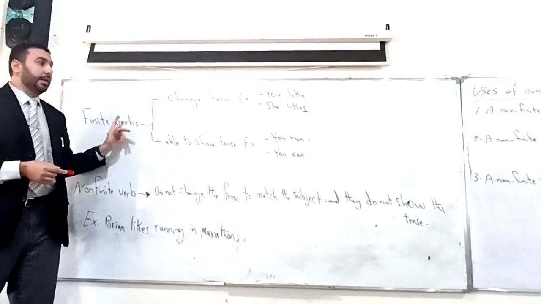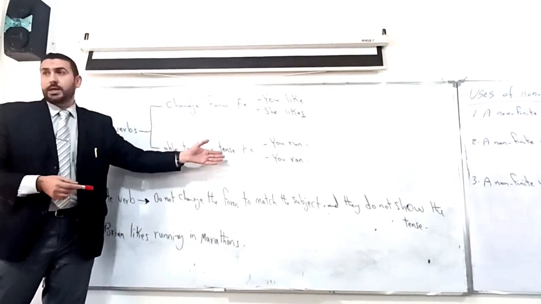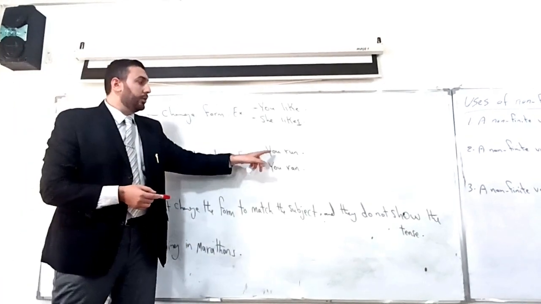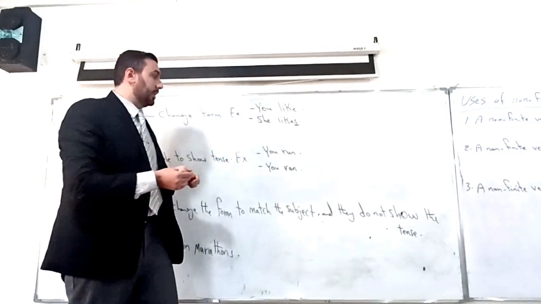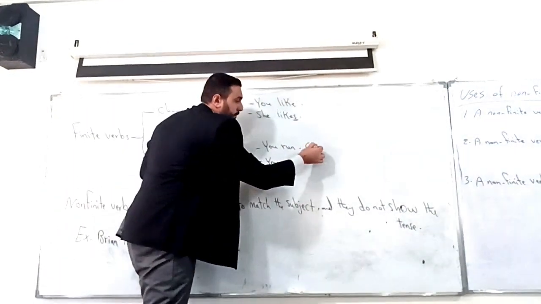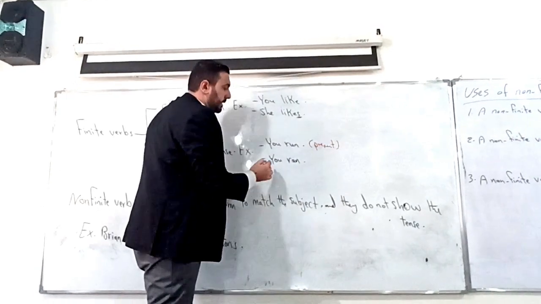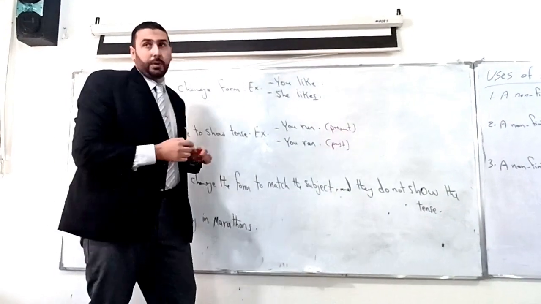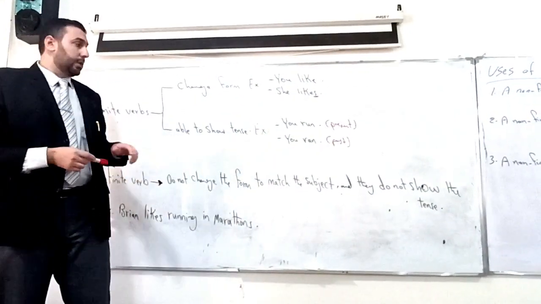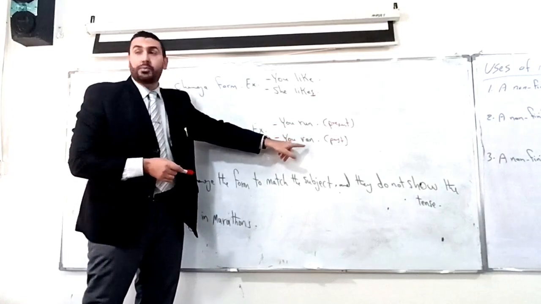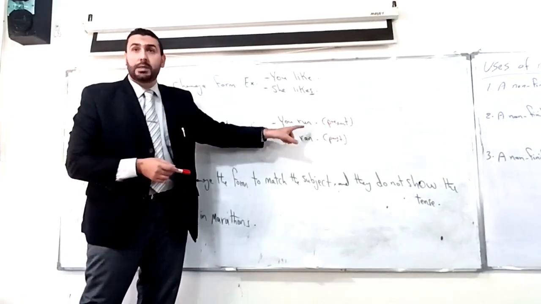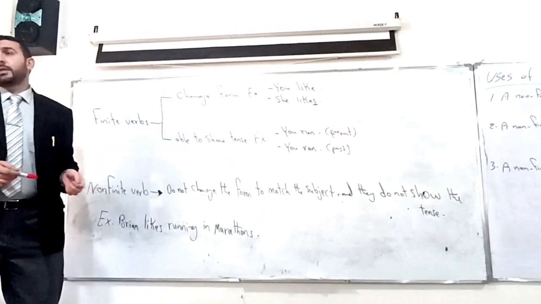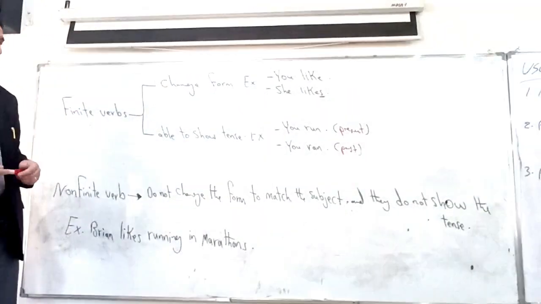And finite verbs are able to show the tense. We can identify the tense of the sentence. So here, you run, this is present simple tense, and you ran, this is past simple tense. So run and ran, this is a finite verb because the tense is identified through the verb.